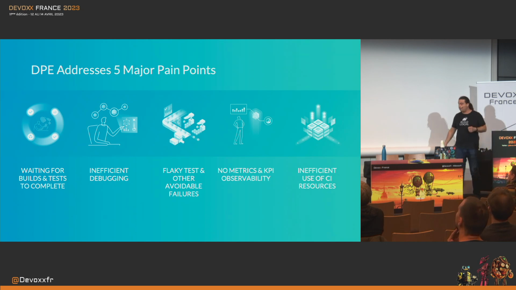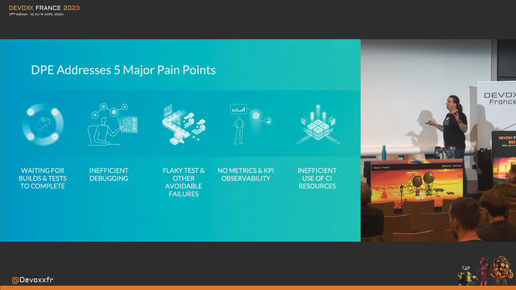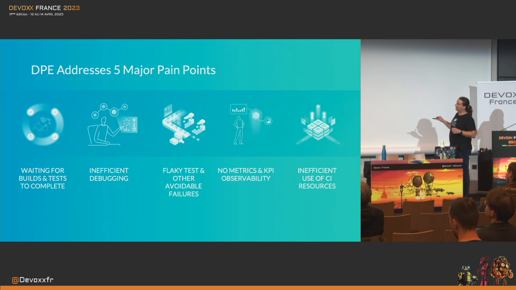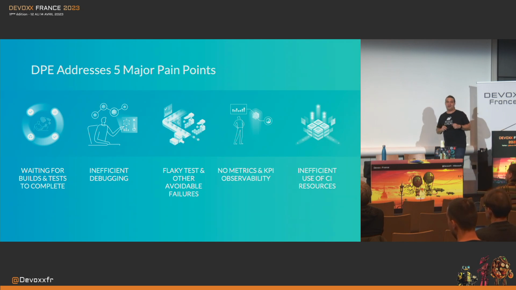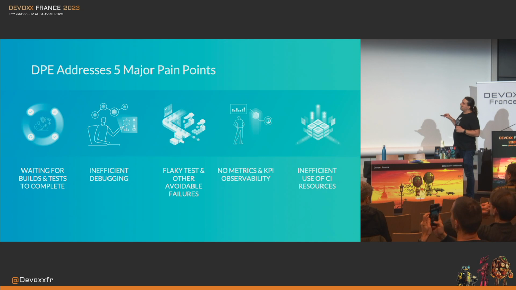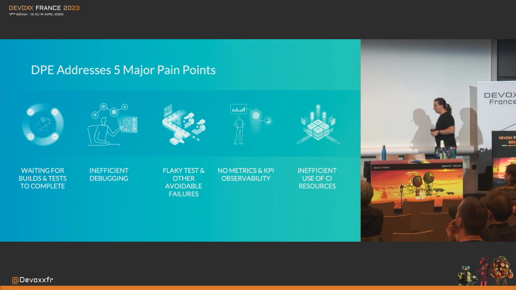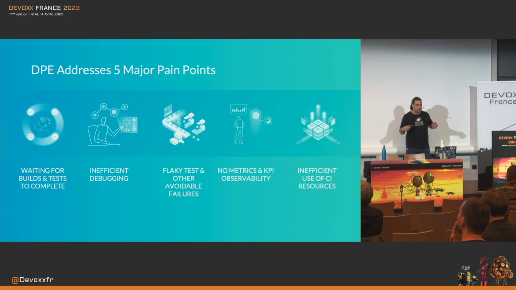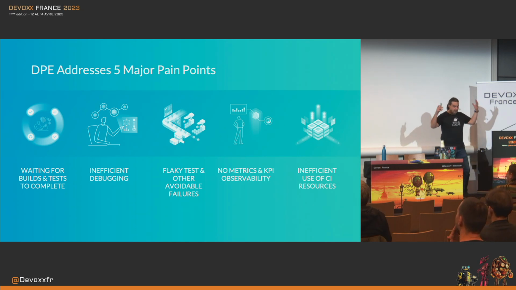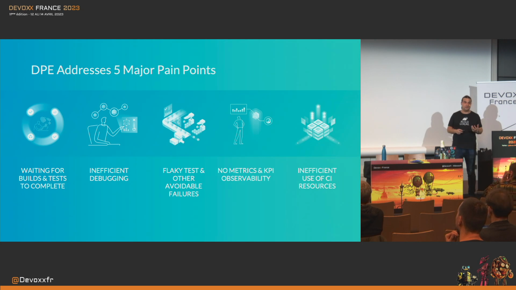These 5 major pain points, what are they? We've already talked about the first one ad nauseum, right? I think we all can agree here. Waiting for builds and tests to complete is one pain. Inefficient debugging, we kind of talked about that too, right? Again, a red build is not going to take you out of a flow state, but having no data and no visibility into the problem you're trying to solve definitely will.